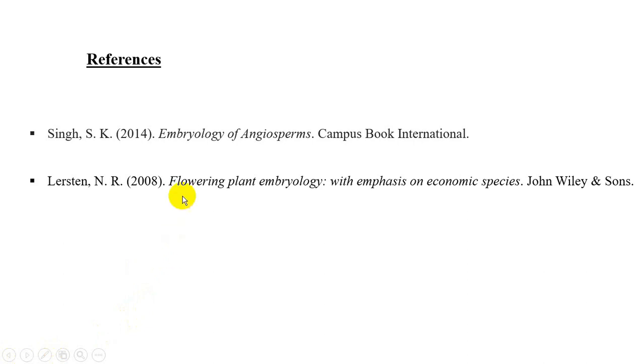This last slide of the lecture contains references to sources from which the material is taken and made into lecture.